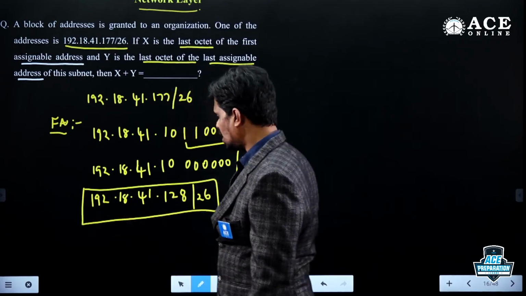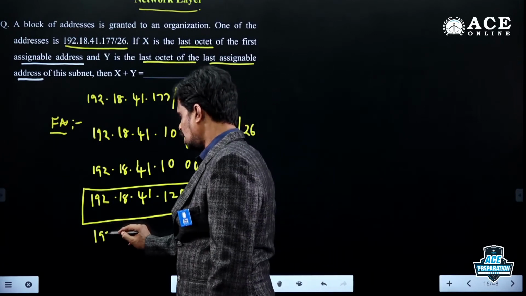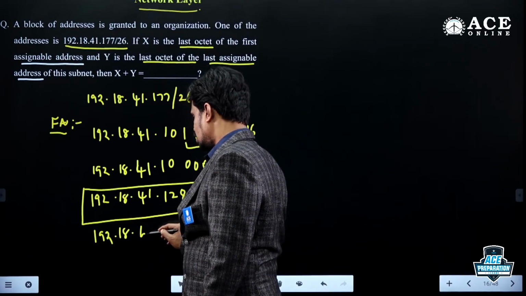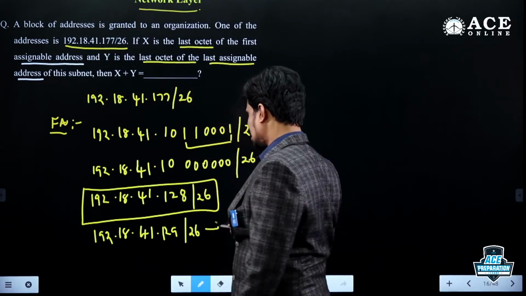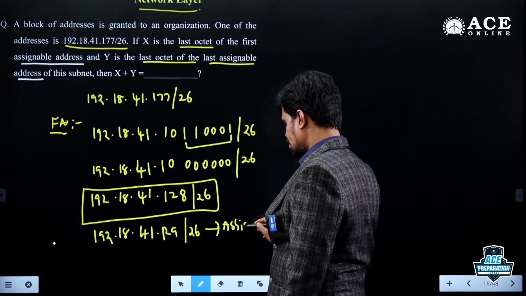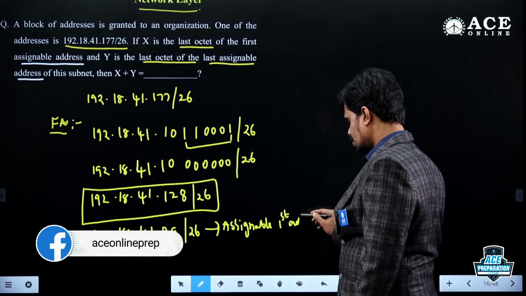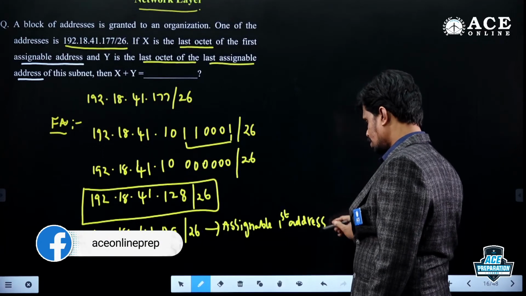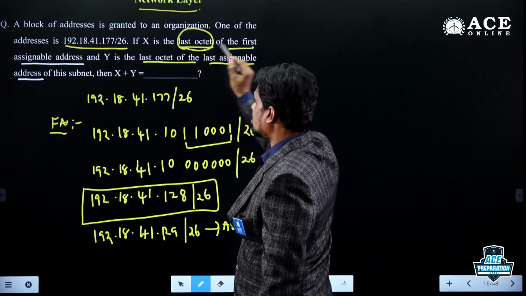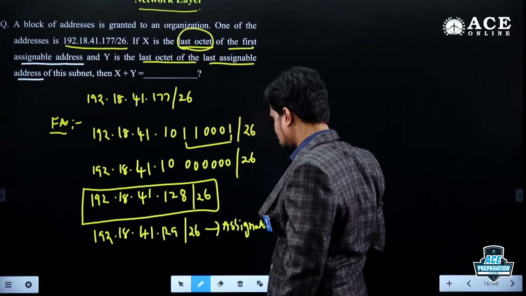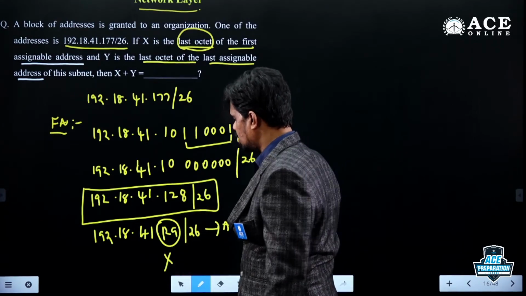So this is the first address I have. But is this address assignable? No. Then what is the assignable address? 192.18.41.129 is the assignable one. So this is the first assignable address. It is asking for X, the last octet of the first assignable address. What is the last octet? 129. So 129 is the X value here.